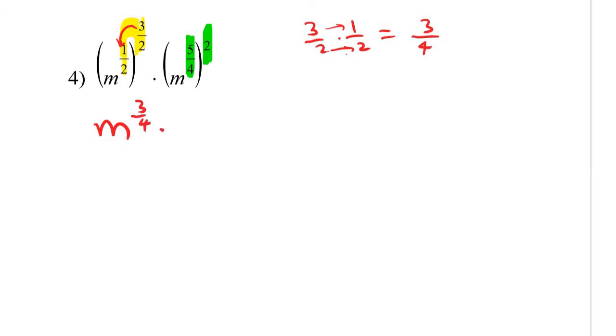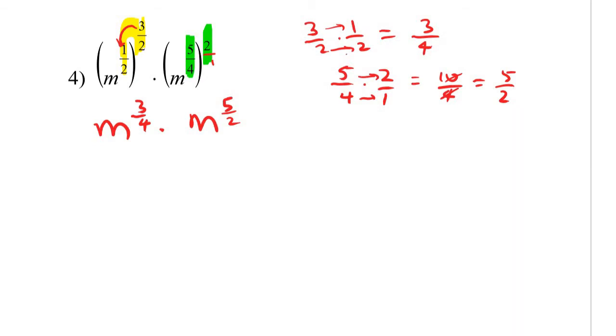Then we do the same thing here. 5 over 4 times 2 over 1. It's better to write this as 2 over 1 to make them match as fractions. 5 times 2 is 10. And then 4 times 1 is 4, which you can reduce. Divide by 2 will be 5, divided by 2 is 2. 5 over 2. So m to the power of 5 over 2.